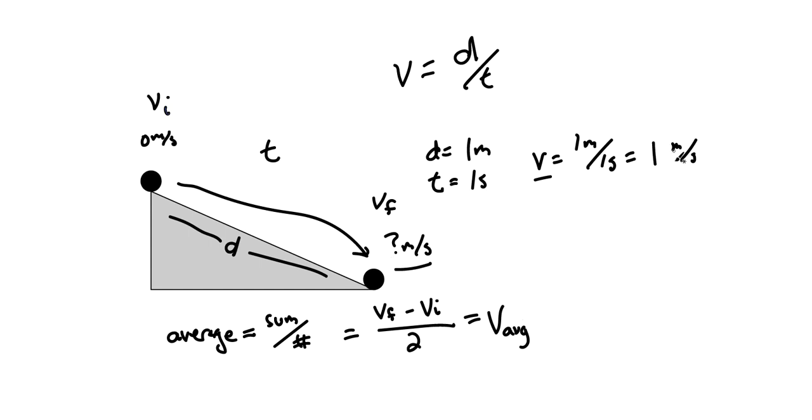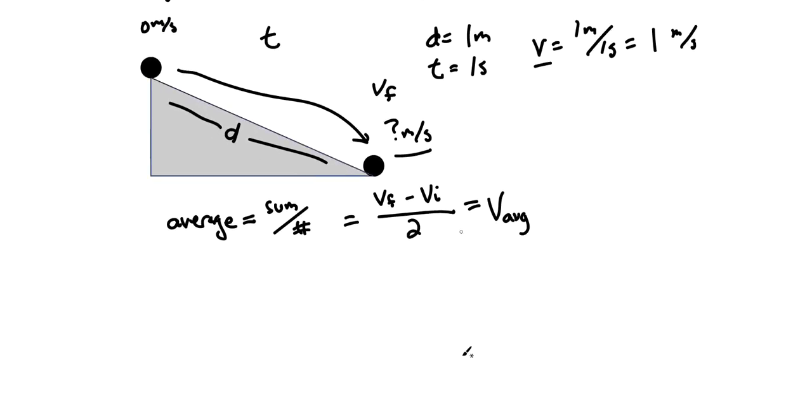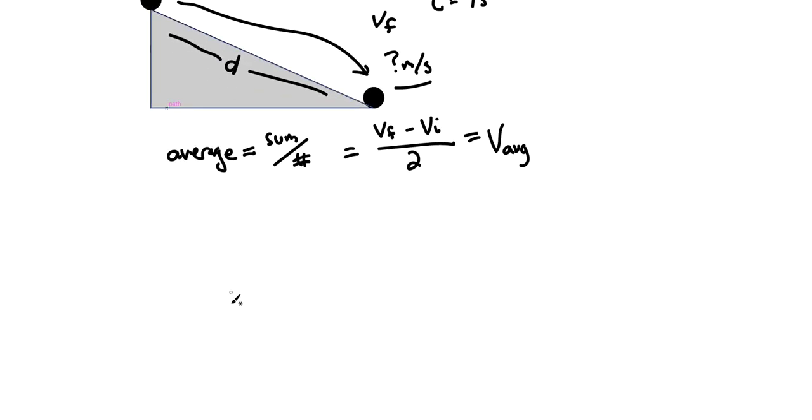Using that, we could figure out what velocity it was traveling here, because we figured out its average velocity is 1 meter per second. So we can plug everything into here. There are 2 different ways to do this. Why don't we try solving for what we're looking for first? We know what V initial is, and we're looking for V final. So how do we solve for that? Let's give ourselves a little more room. We want to rearrange the equation: V average equals V final minus V initial over 2.